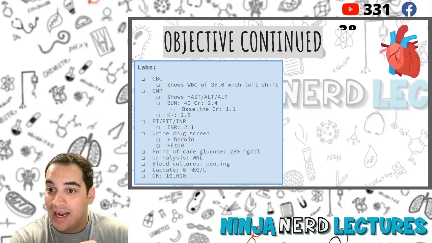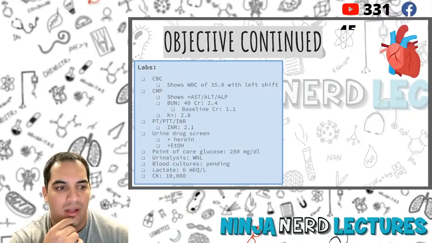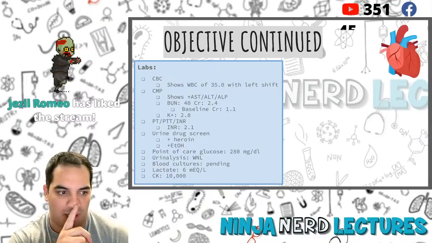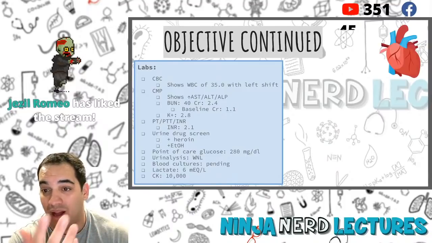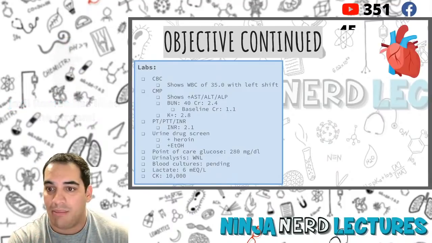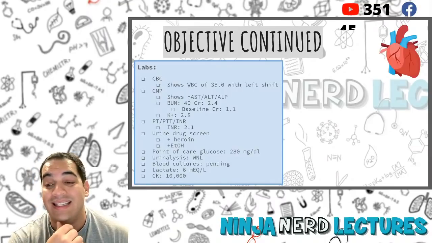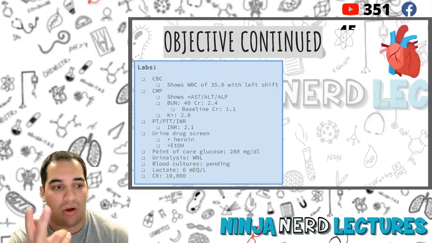So coags, I got that. They came back elevated, particularly the INR. It was 2.1. You want it to be less than 1.7. So in this patient, it was a little bit elevated. So that's also important to think about. A urine drug screen. I wanted to do it because I saw track marks. He was febrile. He's a pretty decent tobacco and alcohol user. Why not just make sure to do a urine drug screen? It did come back positive for heroin, okay, and alcohol.